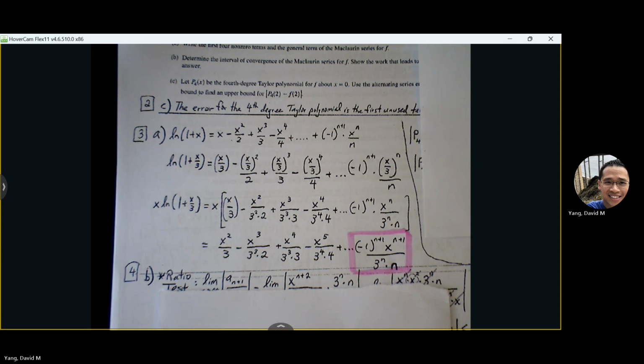Take part B. Determine the interval of convergence for the series, for Maclaurin series F. So we can just take the general term and then do our ratio test with that. And then after you find your potential interval of convergence, then you're going to test the endpoints as well.